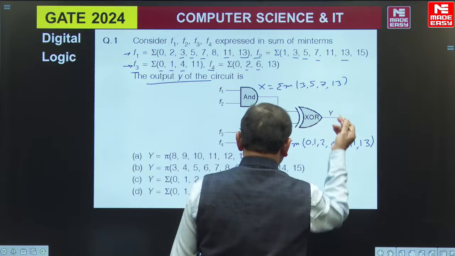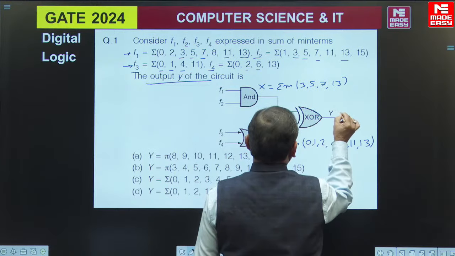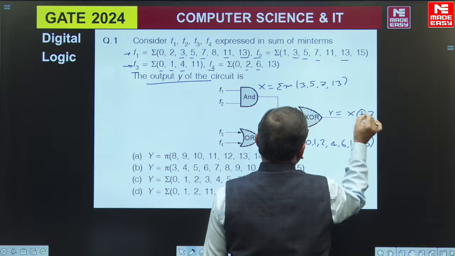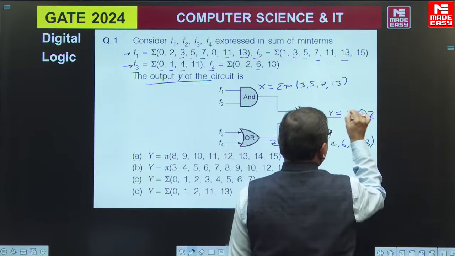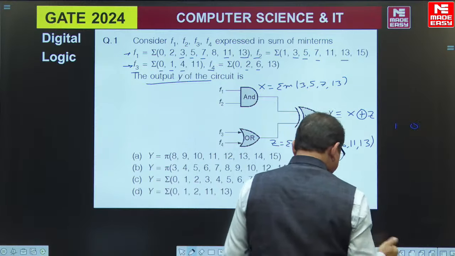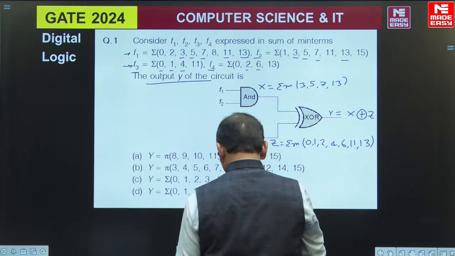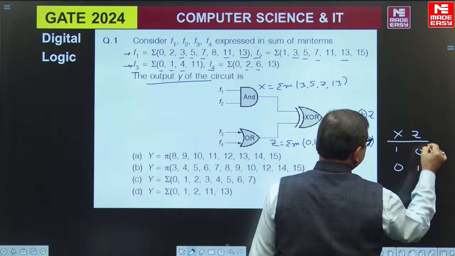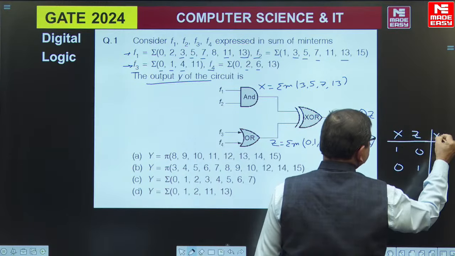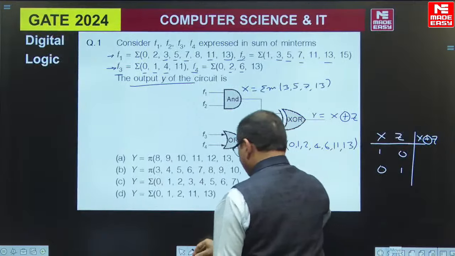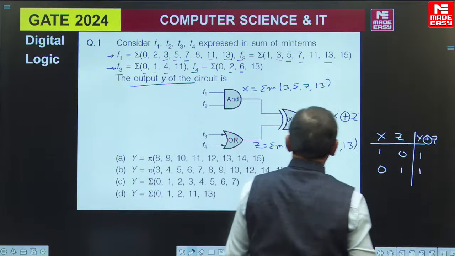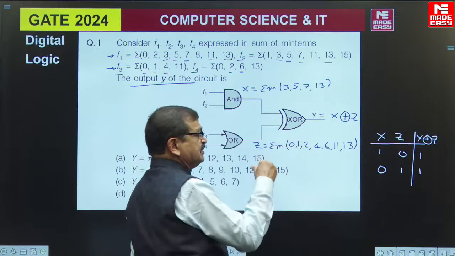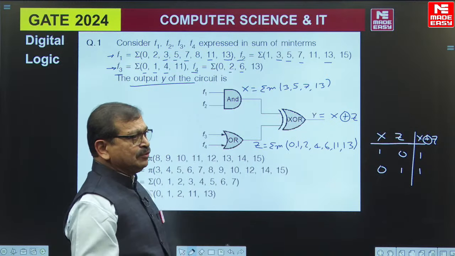Now coming to the output Y. The output Y is the exclusive OR operation between X and Z. From the exclusive OR truth table we know that whenever X and Z are either 1, 0 or 0, 1, only then is the exclusive OR output 1. Whenever X and Z have the same value, the output is 0. Whenever X and Z have different values, the output is 1.